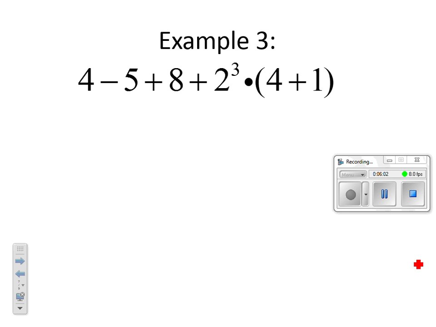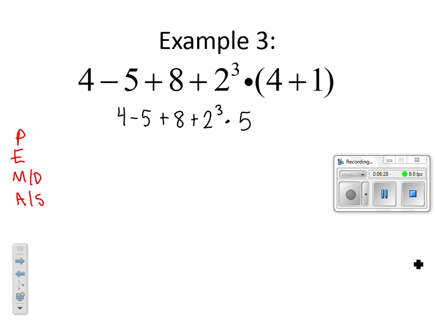4 minus 5 plus 8 plus 2 cubed times parentheses 4 plus 1. So please excuse my dear Aunt Sally, PEMDAS, again remembering that I have to follow these orders. So I'm going to do parentheses first. That gets me 4 subtract 5 plus 8 plus 2 cubed times 5, because 4 plus 1 is 5.